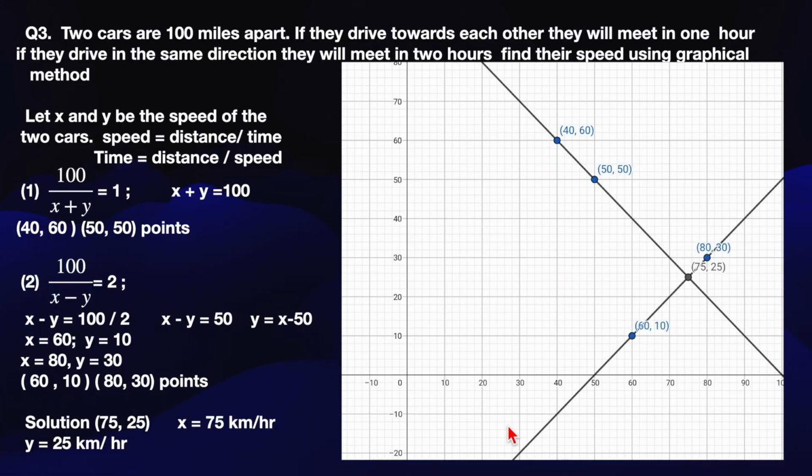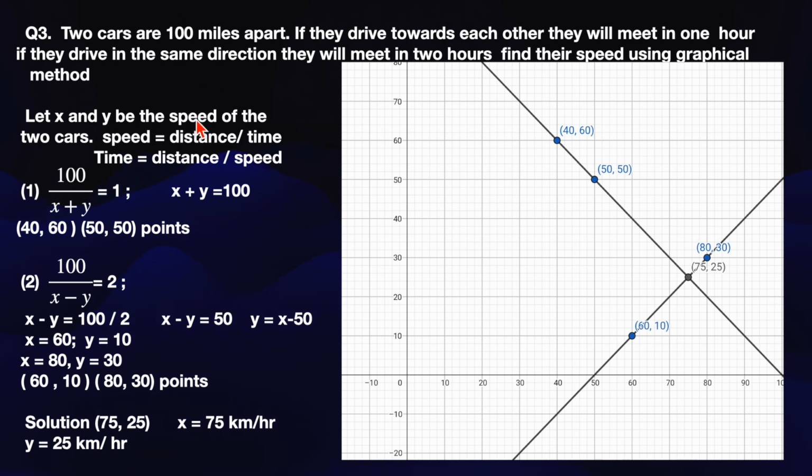Question 3. Two cars are 100 miles apart. If they drive towards each other, they will meet in 1 hour. If they drive in the same direction, they will meet in 2 hours. Find their speed using graphical method. Let x and y be the speed of two cars. We know this formula, speed is equal to distance upon time. So time is equal to distance upon speed. Okay. So here the distance is 100 miles.